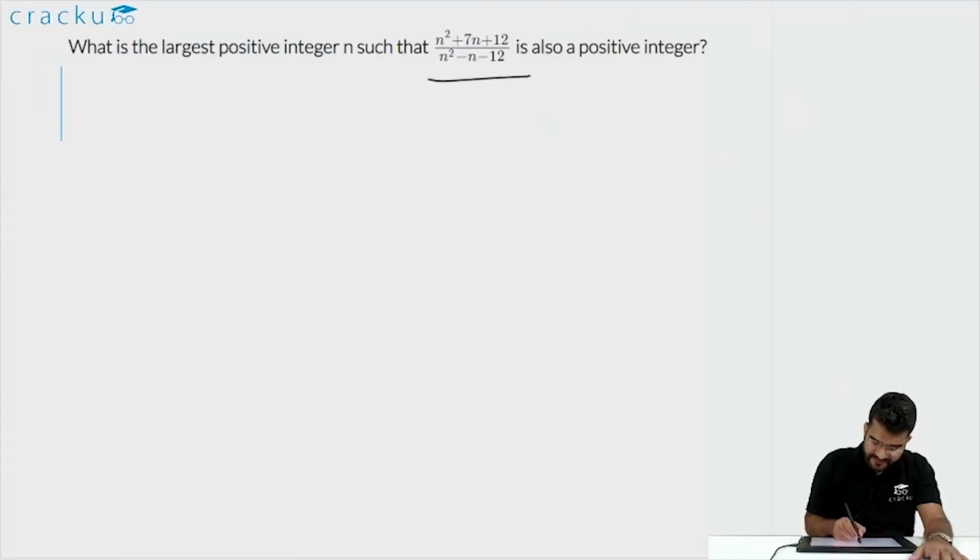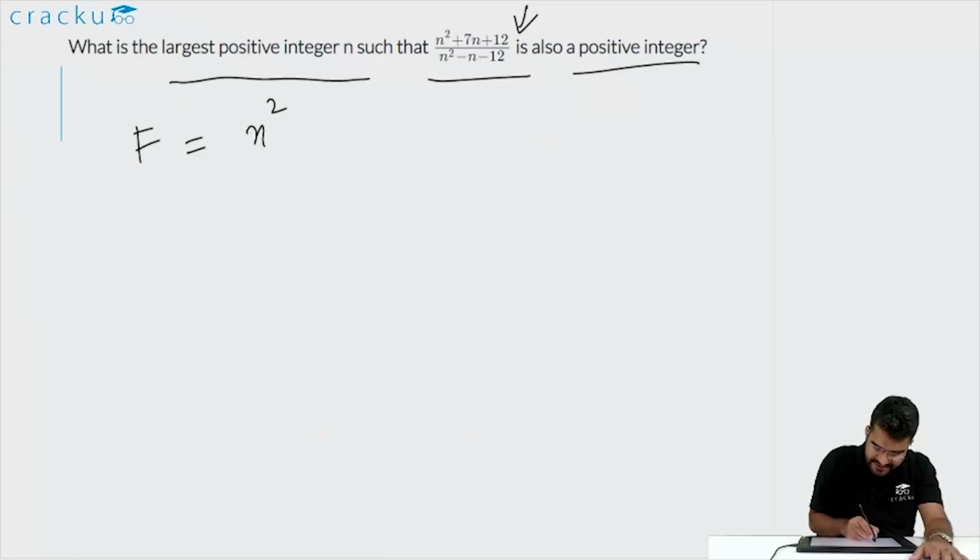In this question, we are given a fraction (n² + 7n + 12)/(n² − n − 12), and we are required to find out the largest positive integer n for which the given fraction is also a positive integer. So let us assume that the given fraction is f, and this equals (n² + 7n + 12)/(n² − n − 12).